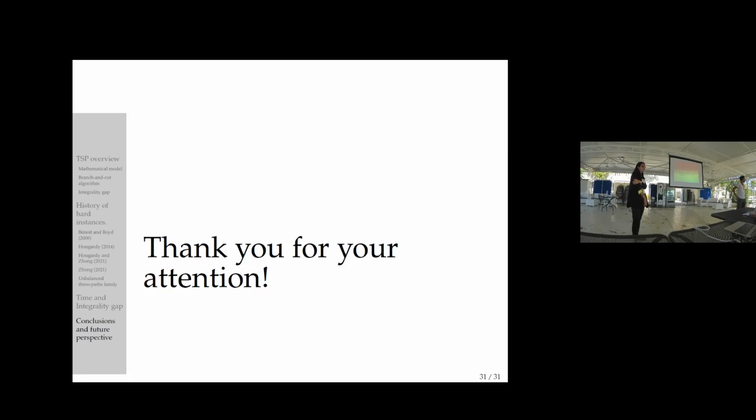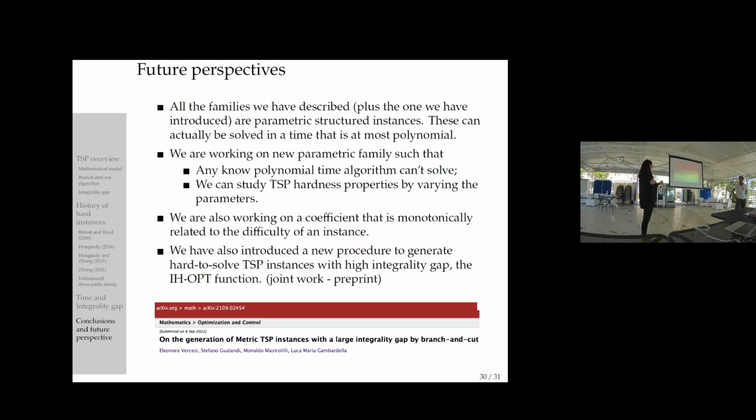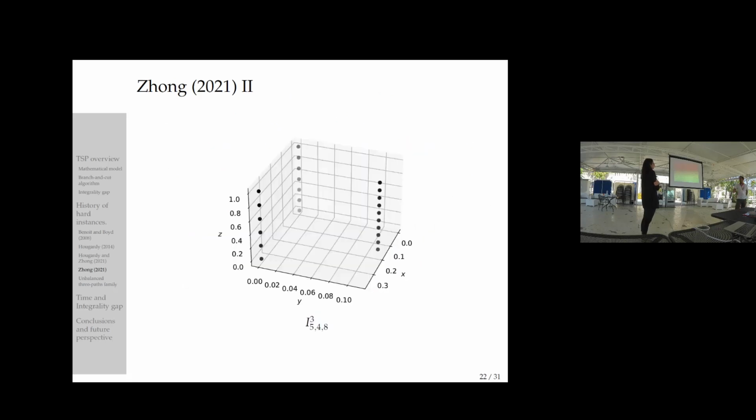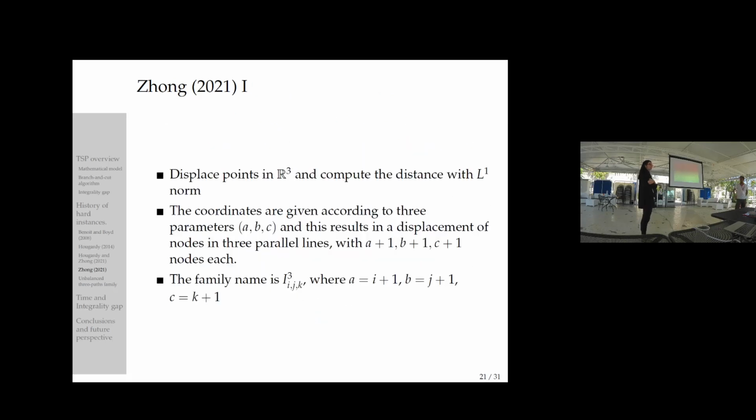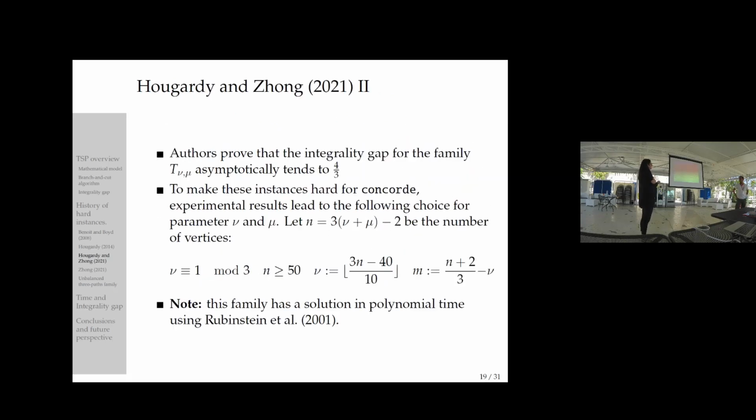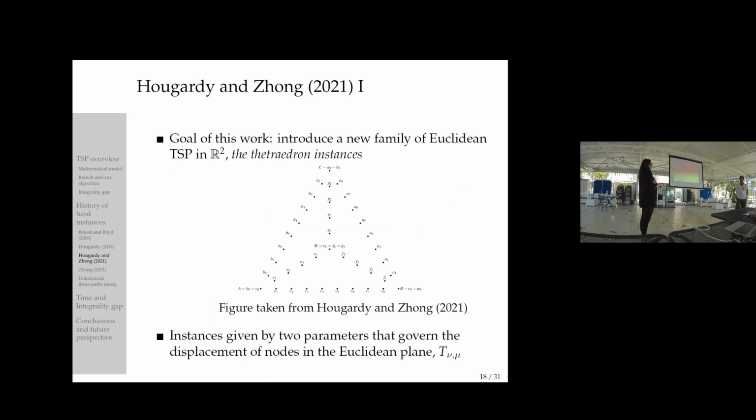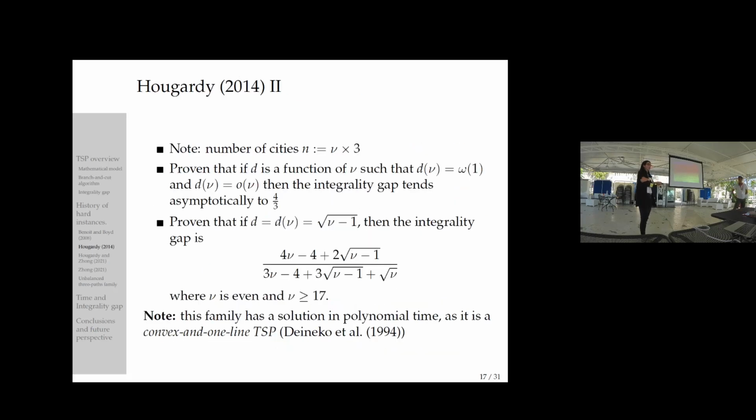What does it measure? Okay. So during this presentation, I have expressed it as a number. But in some papers, you find it as a percentage. So it is how much your lower bound is close to your integer solution. Basically, your lower bound is something that is easy to compute.